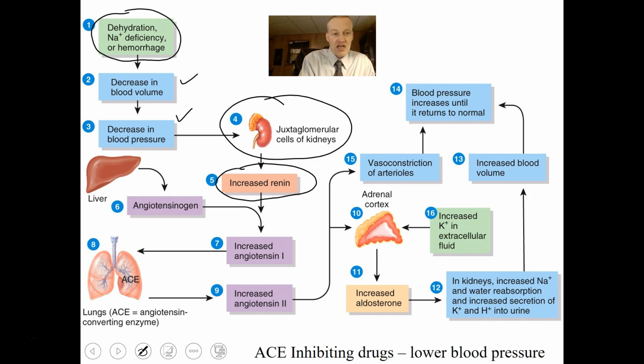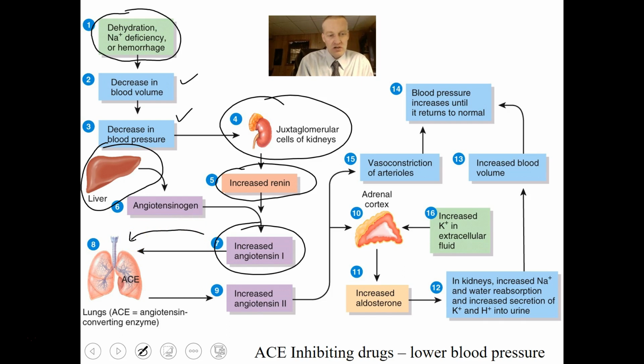Renin will take a pre-hormone called angiotensinogen, made by the liver, and cleave it and make it into an active form called angiotensin 1. Angiotensin 1 will go to the lungs, and in the lungs there are angiotensin converting enzymes called ACE enzymes that convert angiotensin 1 into angiotensin 2.